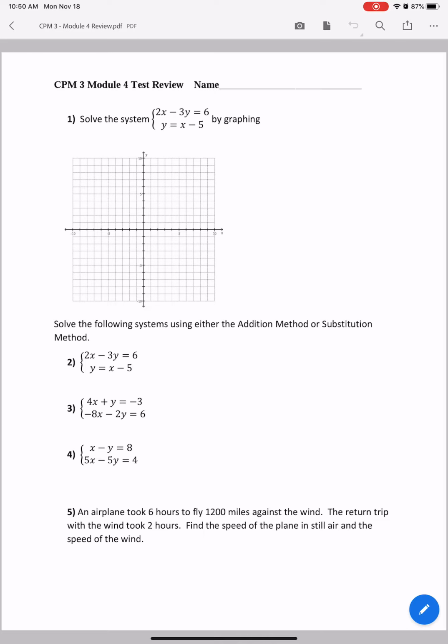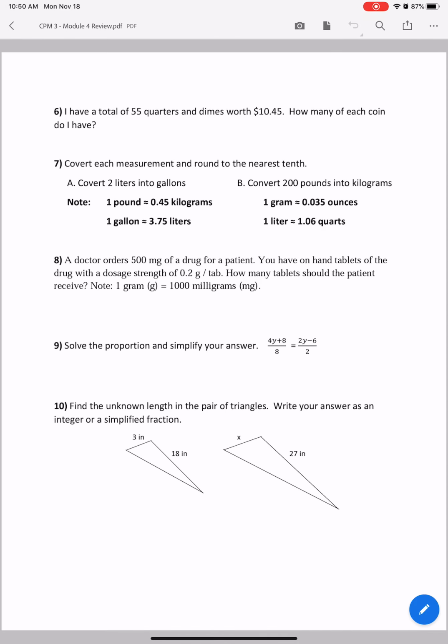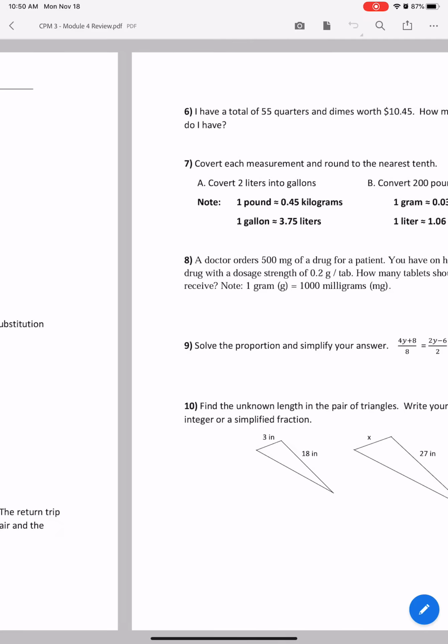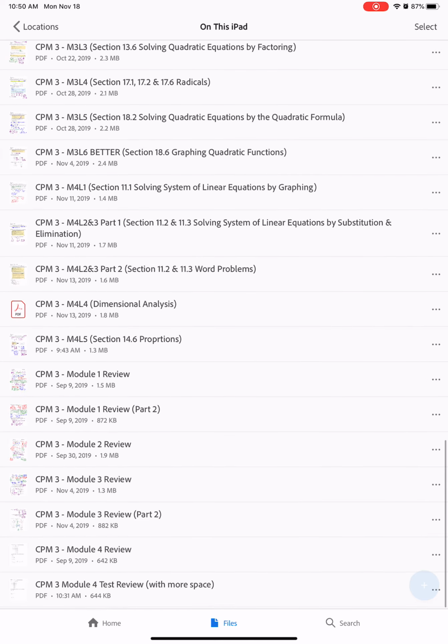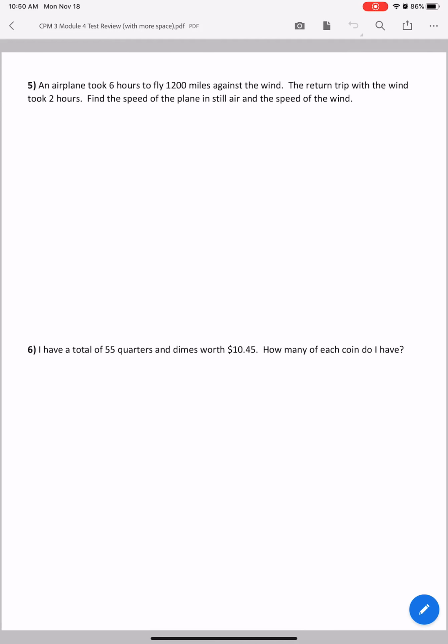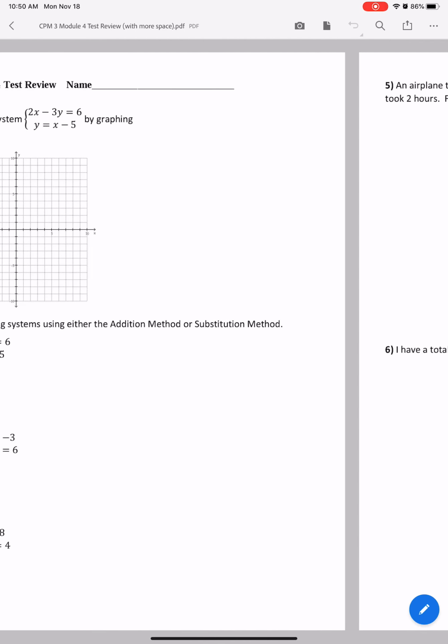This is your Module 4 review. Your review is only one page front and back, so it's this page and this page. As you can see, there's not a lot of room to do your work, so I'm going to do mine on one that's a little bit more spaced out, but it is the exact same review.